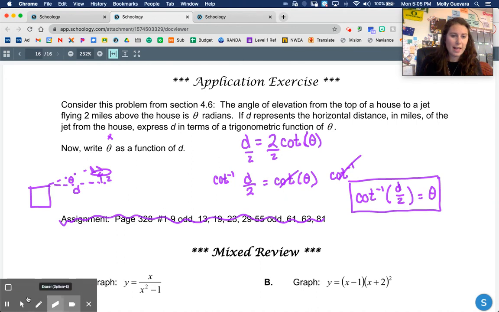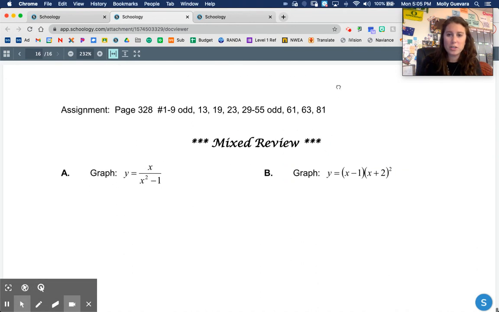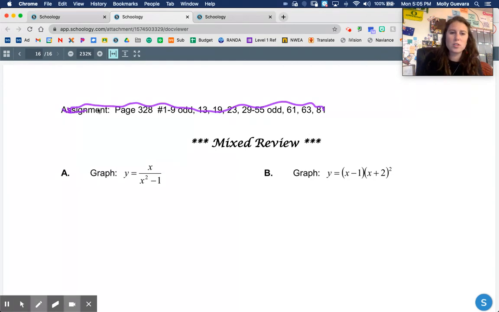Okay, last 2 here are mixed review. I want you guys to try these on your own. So again, you're going to hit pause on the video and try graphing these. You might have to go back and look at previous units. These are both from last semester and previous units, so you might have to go back and look at your notes. But I want you to try it and see how much you remember, and then we'll go over both of them individually.